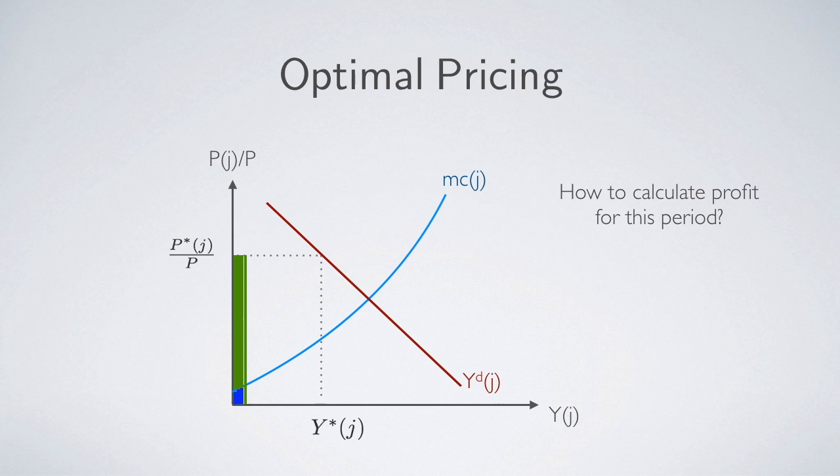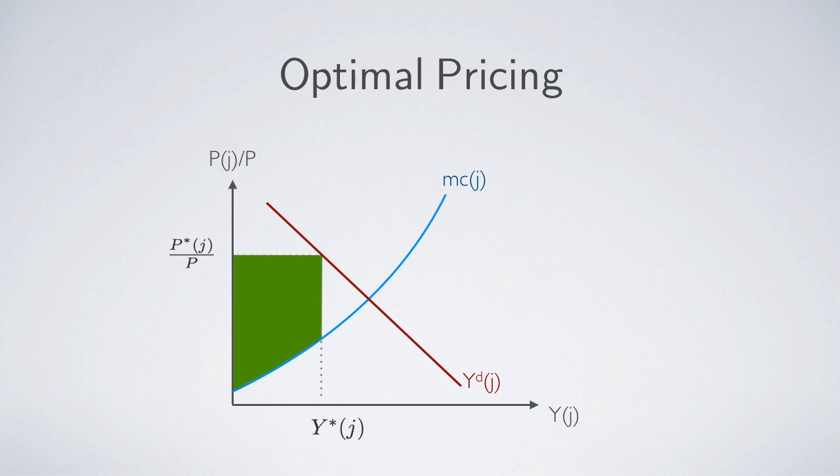If we continue, so on and so forth, we will understand that by charging the price P star over P, so that it can sell Y star units of output, the firm will obtain the total profit shown in this green area on the graph. This will be the total profit for the firm for this period.